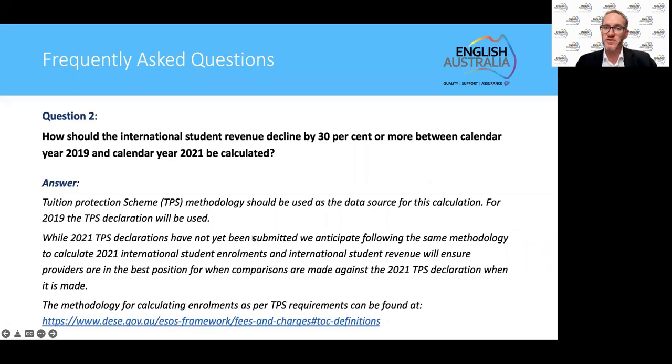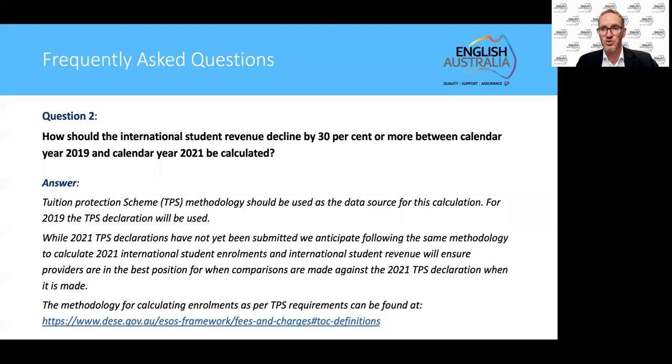Now, how should international student revenue decline by 30% or more between 2019 and 2021? So we're capturing this against 2021, and I know some questions have come up in the Q&A. This is the impact between 2019 and 2021. The method that we are utilising is the TPS records from 2019, the TPS declaration. For 2021, as I mentioned, you won't have your TPS declaration, so you could look to validate this by providing evidence of your enrolment program, using the same method and the same formula you would use in submitting your TPS declaration. That is what we would advise. For those that need advice or want more information, there is a link at the bottom of this screen where you can look at the methodology for calculating your enrolments as per TPS.